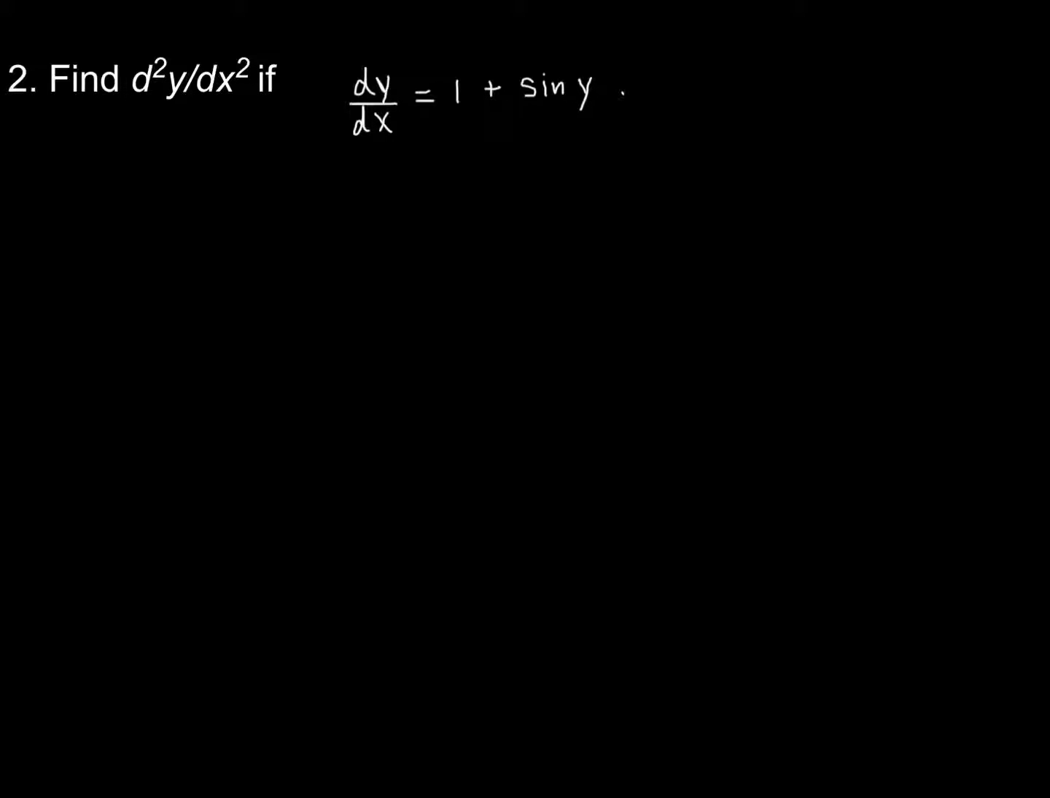All right, so I know that the second derivative is the derivative of the first derivative. So what I'm going to do is take the derivative of both sides with respect to x.